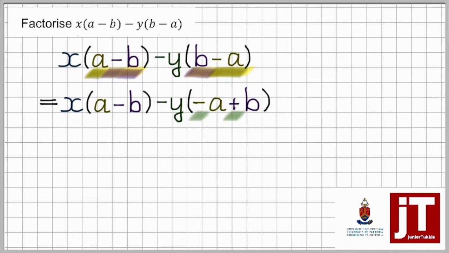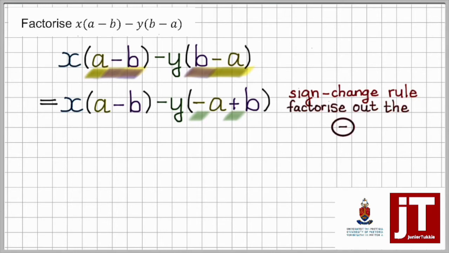The way we're going to do so is by applying what we call the sign change rule, which in other words simply means we're going to factorize out the negative sign. So the first term remains exactly the same. But now we're going to factorize out a negative. When we do so, that negative y on the outside is multiplied by a negative 1. Negative times negative becomes positive, so we end up with a positive y.